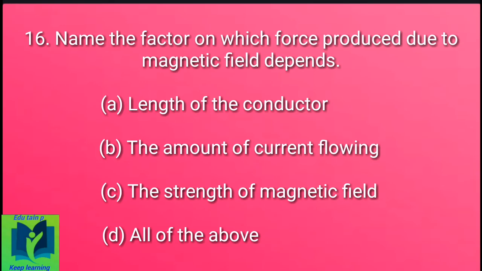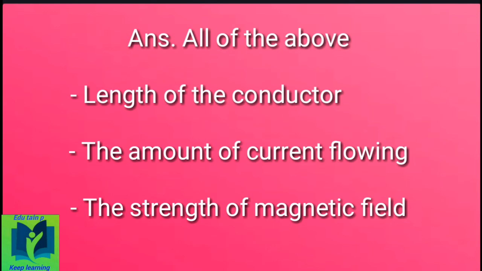Name the factor on which force produced due to magnetic field depends. Option A, length of the conductor. Option B, the amount of current flowing. Option C, the strength of magnetic field. Option D, all of the above. All of the above. First one, length of the conductor. Second one, the amount of current flowing. Third one, the strength of magnetic field.